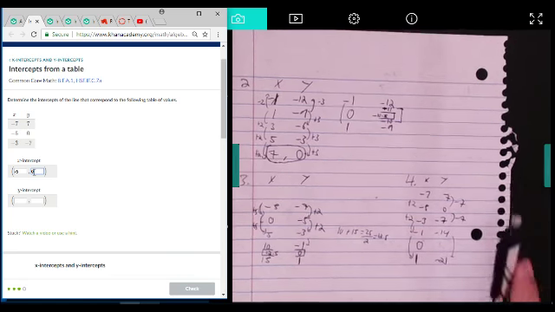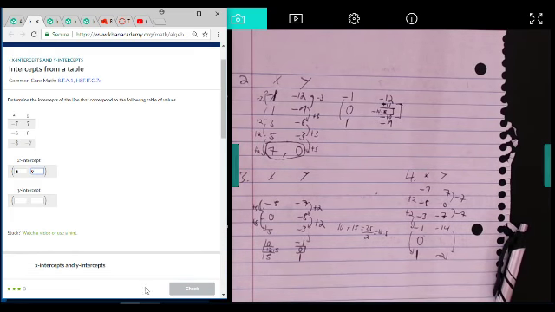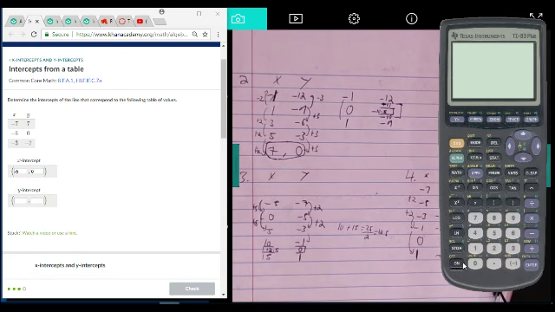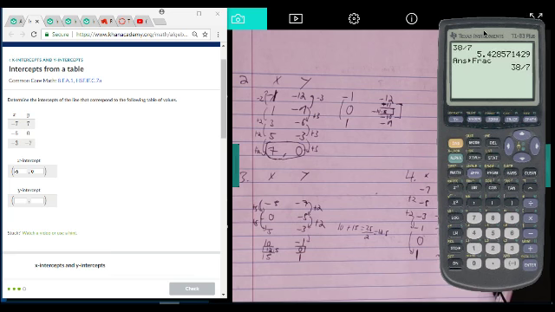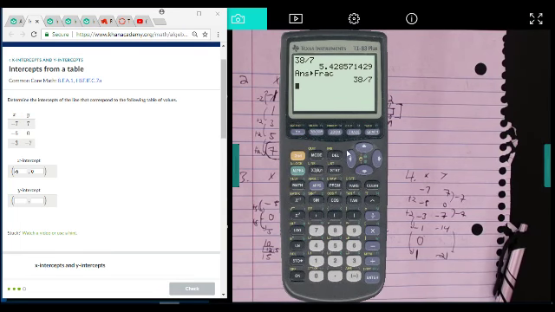-14 and -21. If we want to be extra careful, we can use a calculator and do -14 plus -21, -35 divided by 2. Our median value would be -17.5. So when x is 0, y is -17.5.